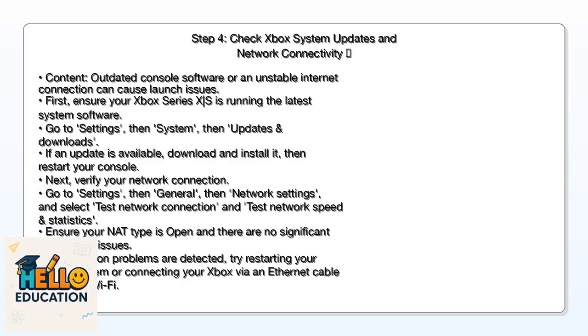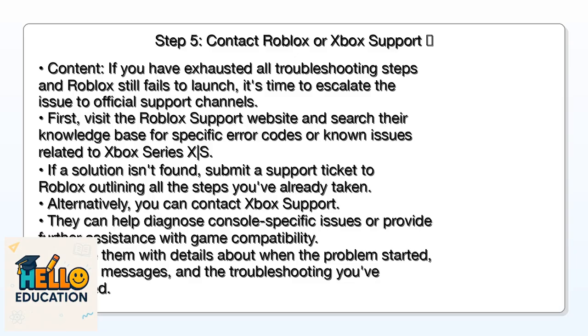Next, verify your network connection. Go to Settings, then General, then Network settings, and select Test network connection and test network speed. Statistics: ensure your NAT type is open and there are no significant packet loss issues. If connection problems are detected, try restarting your router or modem, or connecting your Xbox via an Ethernet cable instead of Wi-Fi.